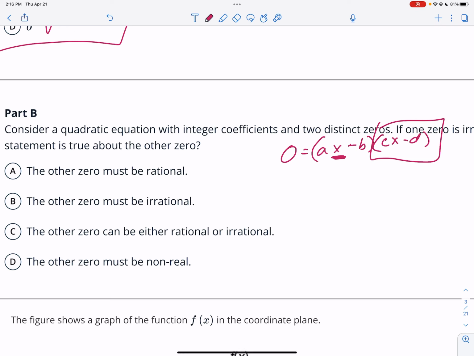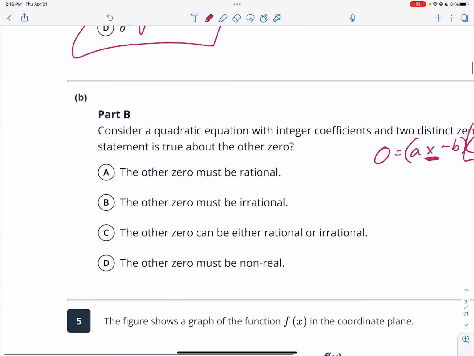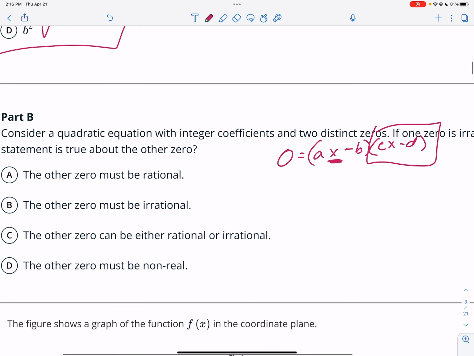If we know that this x is irrational, because it says it, if one zero is irrational, which statement is true about the other zero? Now, I've just chosen this first one to be that irrational solution. You could have chosen whatever, it doesn't really matter. But my main thing is that whatever this is, that 0, I want to point out that it doesn't matter what this turns into. Irrational or rational, it doesn't matter.